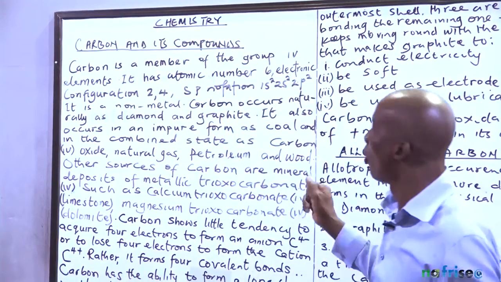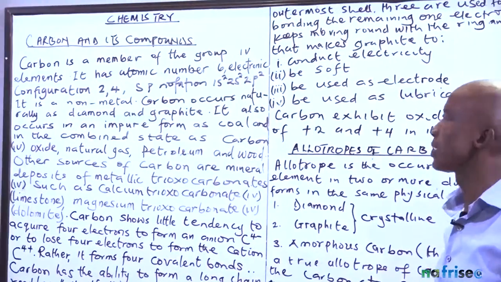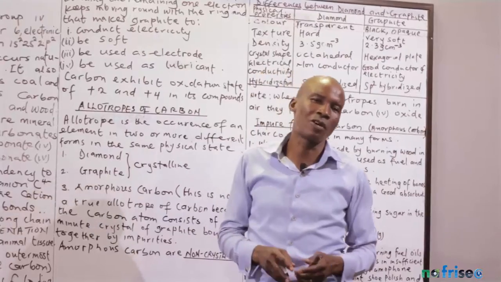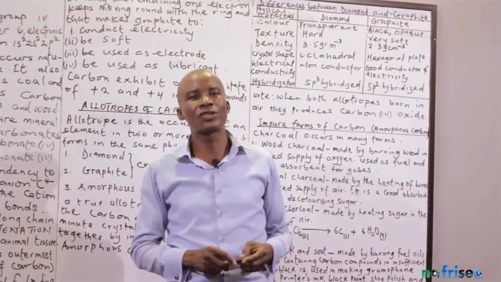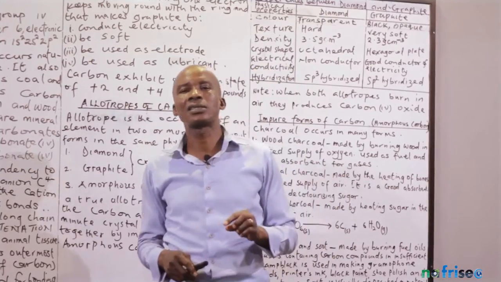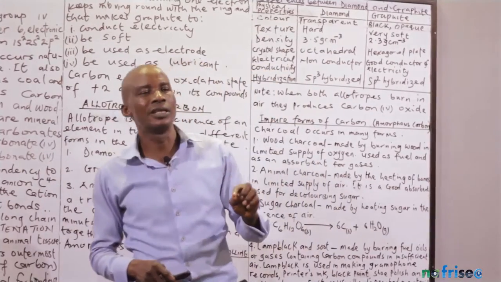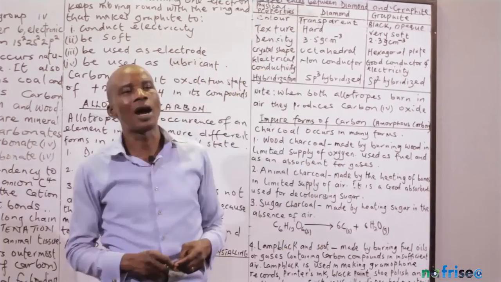Like I said earlier on, carbon is a member of group 4 elements, as we know. It has atomic number 6, electronic configuration 2,4, spdf notation 1s2, 2s2, 2p2. Meaning, carbon has 4 electrons in its outermost shell. And these 4 electrons in the outermost shell are used for bonding.